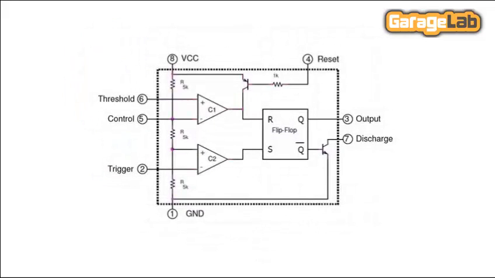The inside of a 555 can be simplified in 2 voltage comparators connected to a flip-flop. The voltage reference of the first comparator is 2/3 of VCC and the second 1/3. When the voltage in the pin 6 is above 2/3 of VCC, the flip-flop output is high. When it is below 1/3 in the pin 2, the flip-flop output is low.